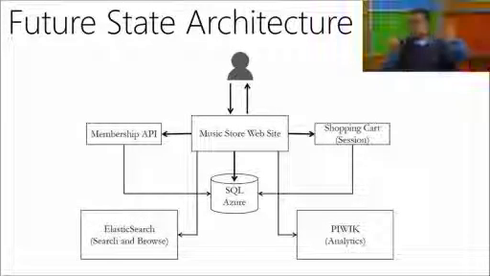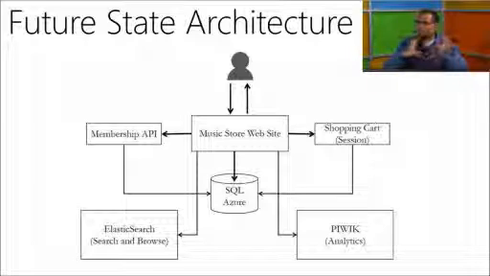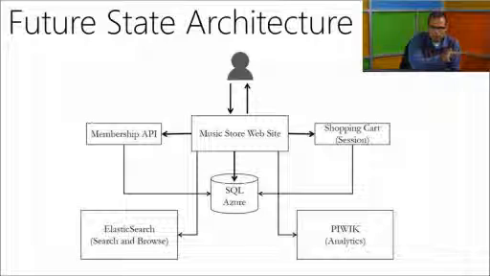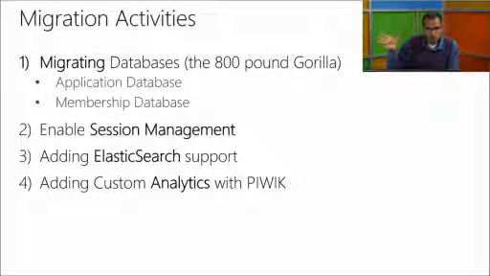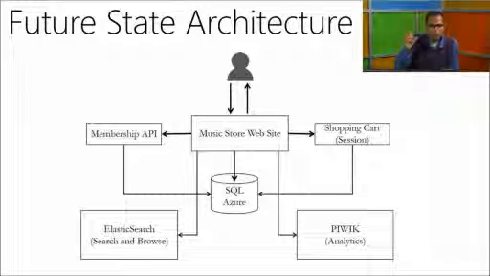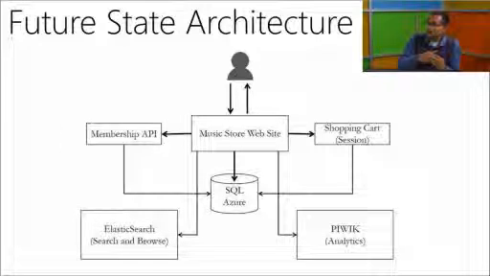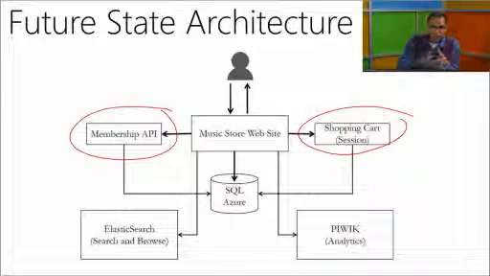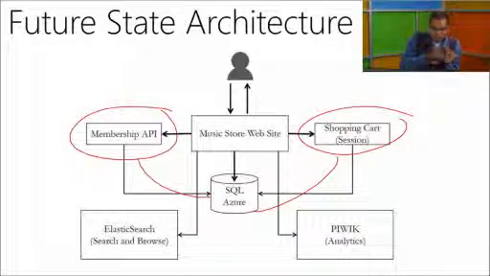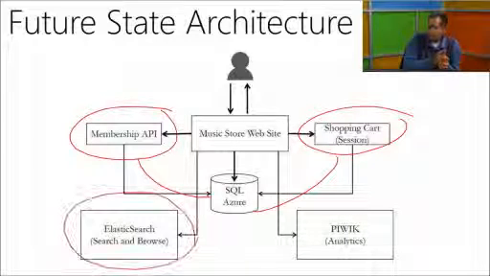Yeah, I would call it a readjustment. If you see, it's not a complete redesign. We are still using the membership API, we're still using the shopping cart. Oops, sorry about that. Go back, thank you. And now we are pointing to Azure SQL Database. And then we are going to use Elasticsearch for our search and browse functionality. So that's extending the features.